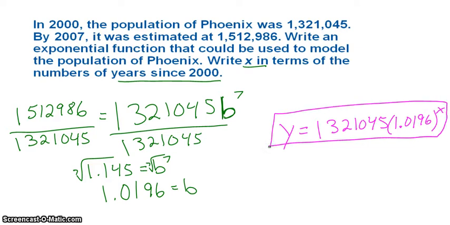We would be able to use this equation to solve for a theorized population in 2012 by plugging in a 12, or any other year. We would just have that x be the number of years since 2000.